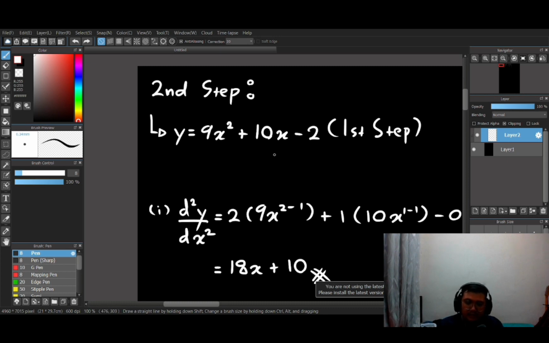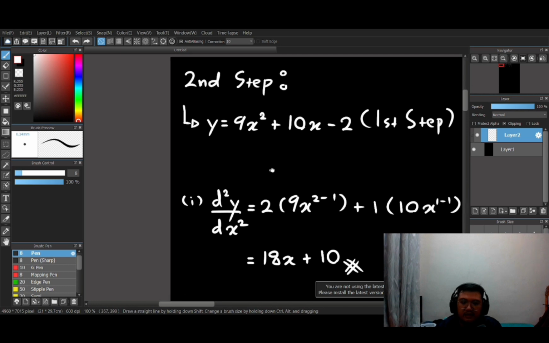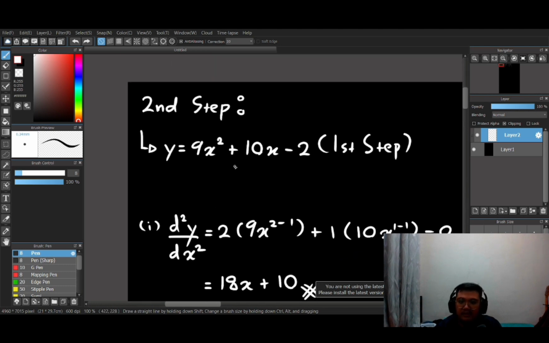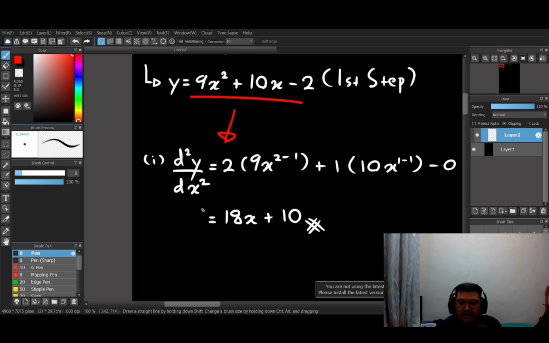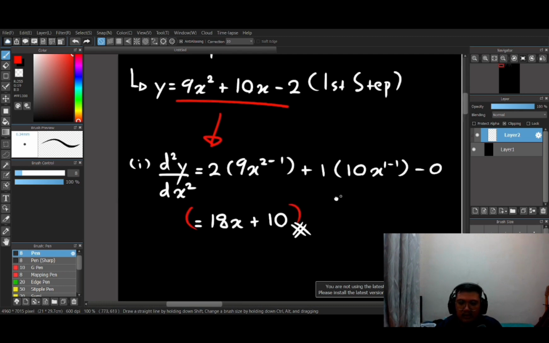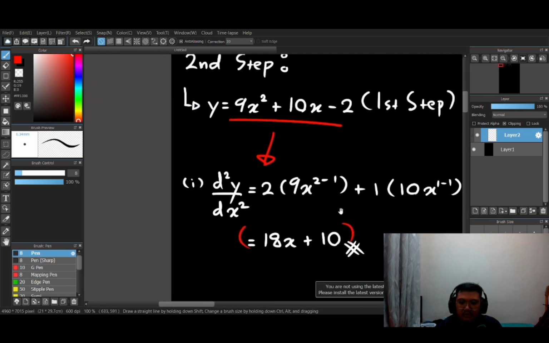Right now I'm going to explain to you about the second step of finding the maximum and the minimum using the equation that was given. Firstly, this is the equation that we get from the first step, and we're going to use it to find the second equation, to find the maximum and the minimum point.